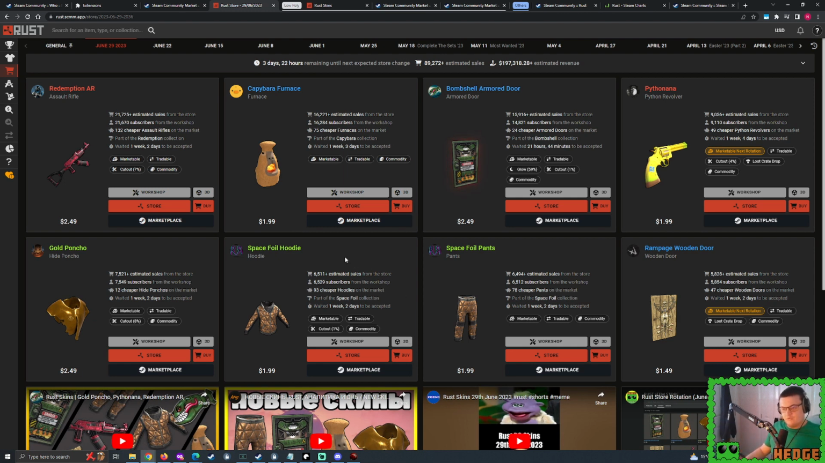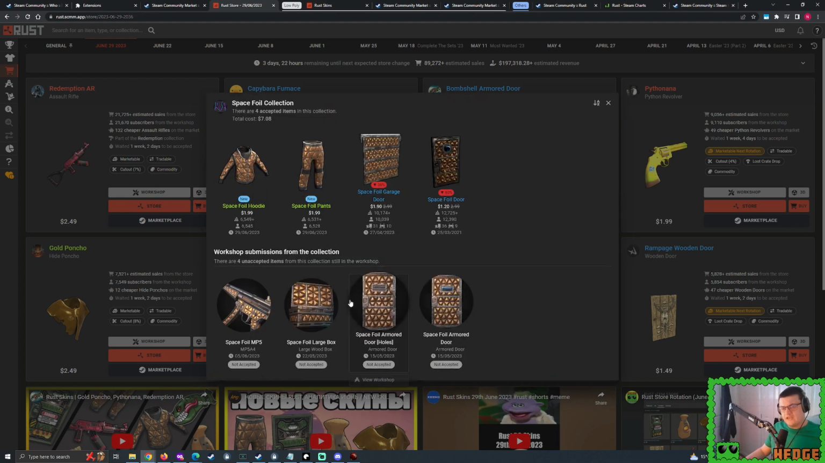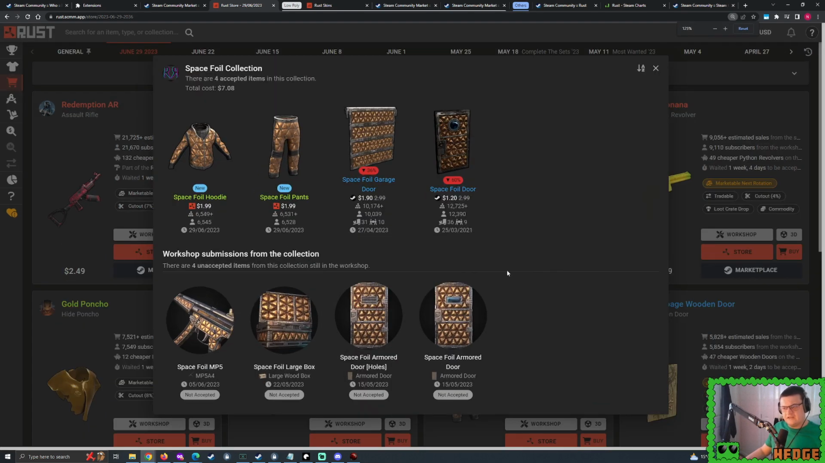So yeah, right now, 3 days in, we've only got 6,500 sales each by the looks of it. But Space Foil has had a bit of a weird start. Like, it initially started off back in 2021, 2 years ago, with a random Space Foil door. And then 2 years later, Garage Door was accepted. And then quite some time later, we've now got the Hoodie and Pants.